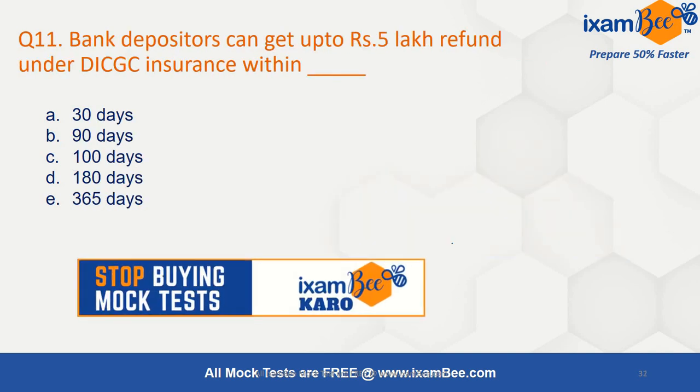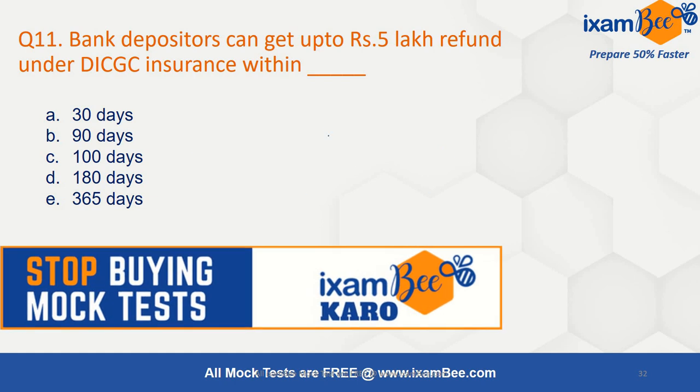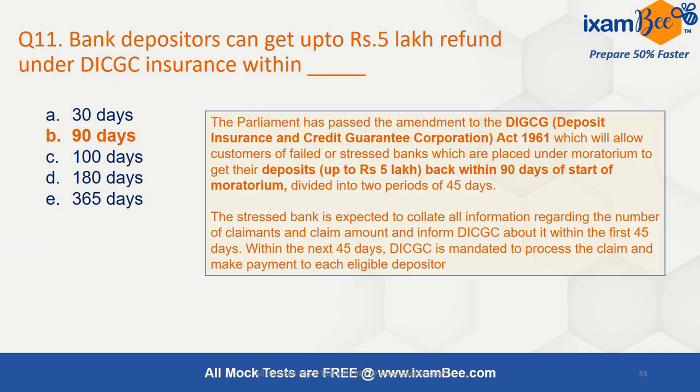Bank depositors can get up to 5 lakh refund under DICGC insurance within how many days? You have to know what is the DICGC full form. It is an RBI owned institution. The answer to this is 90 days. DICGC is Deposit Insurance Credit Guarantee Corporation. The act of setting up of DICGC was passed in 1961, but it started working from 1st January 1962. So when the question comes when the DICGC was established, be careful whether it is asking about the act or when it started functioning, that is in 1962.